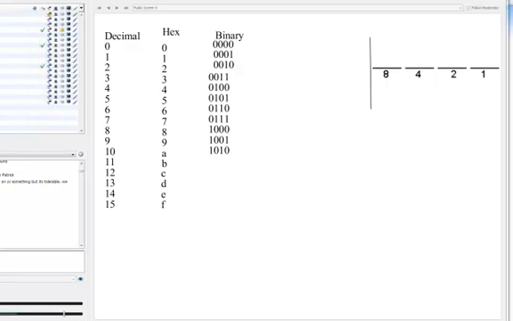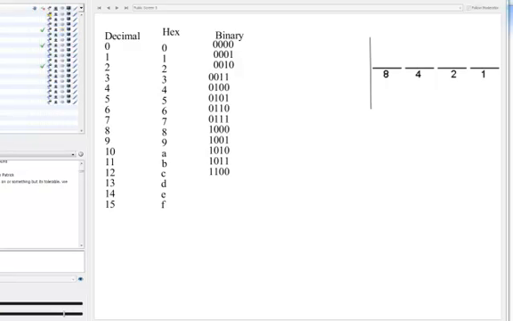How about 11? Good. 8 plus 2 is 10 plus 1 is 11. So 8, 2, and 1 are on. 1, 0, 1, 1. And then C is a 12. What's a 12? Good, that's an 8 and a 4. So 1, 1, 0, 0.